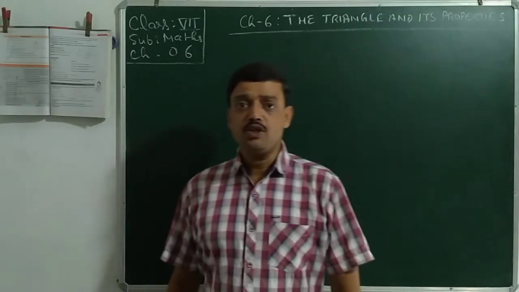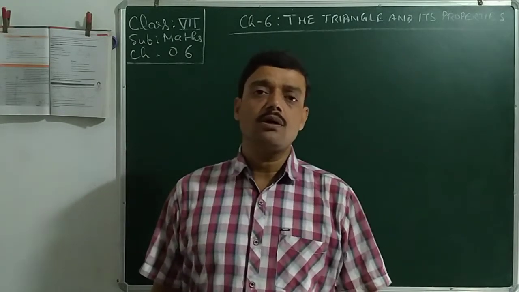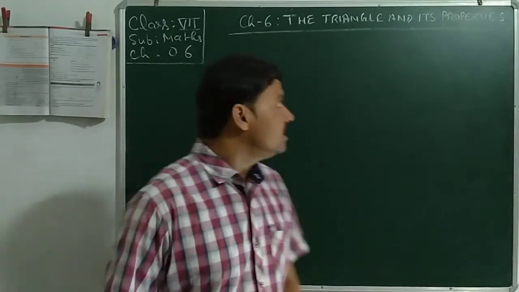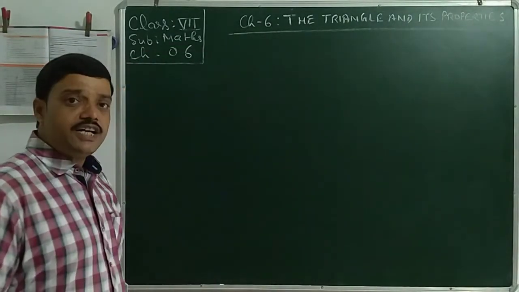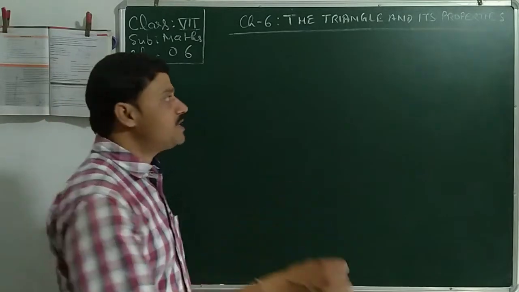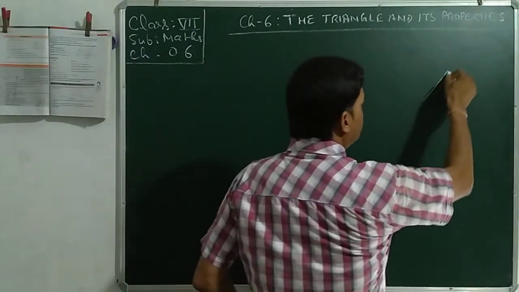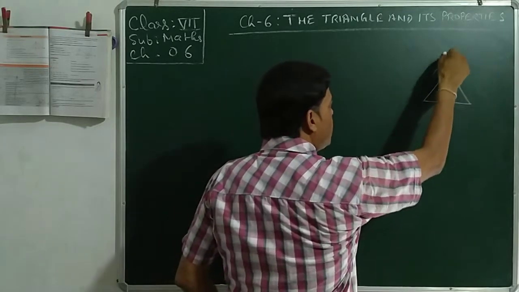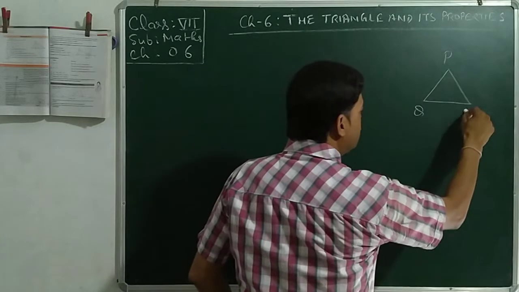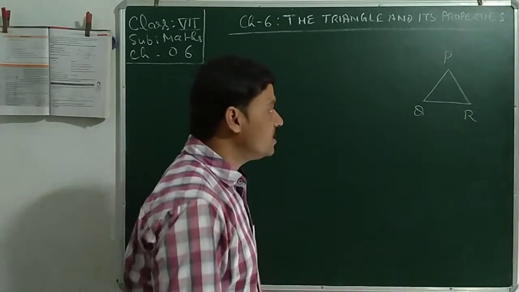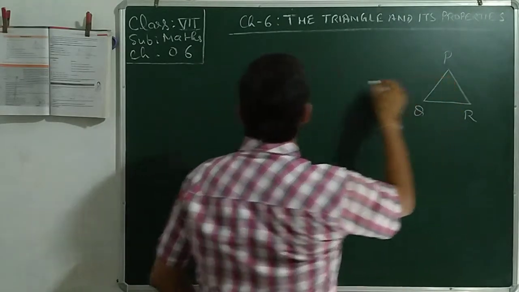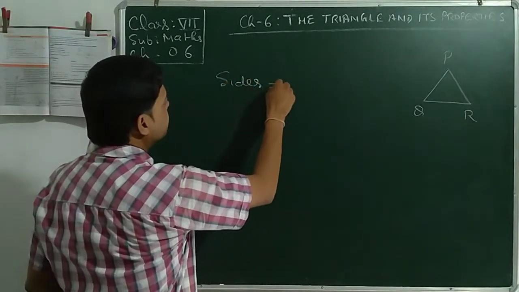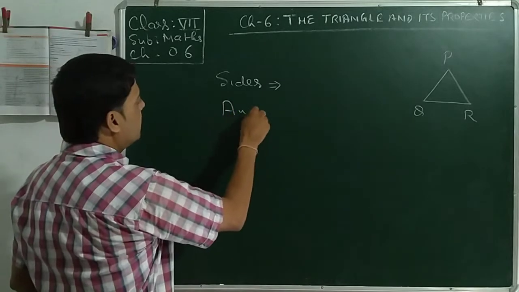Now I will explain you chapter 6 of NCERT Maths for Standard 7, that is the triangle and its properties. Of course, in the previous classes you had learnt about triangle, and there you had seen that a triangle usually have three elements. These are sides and angles.